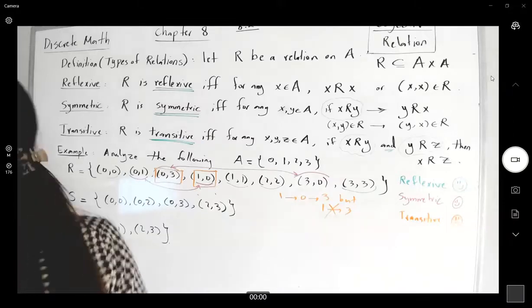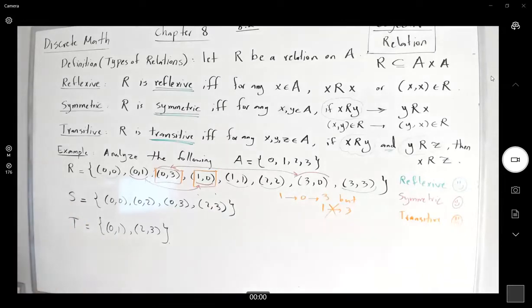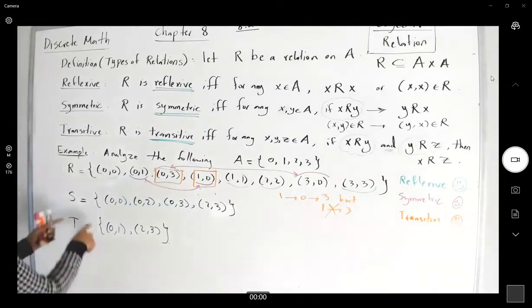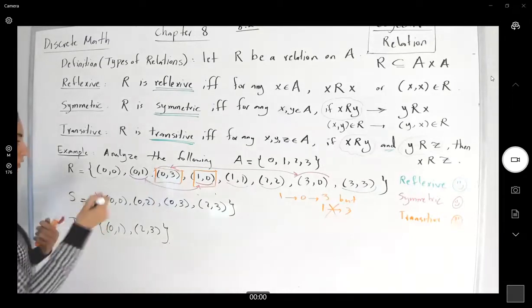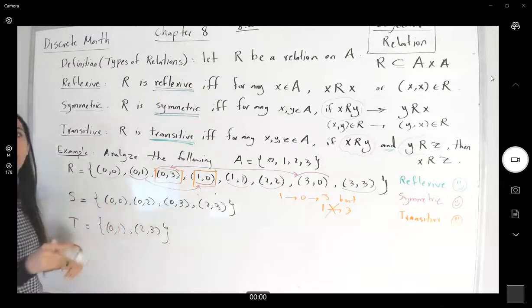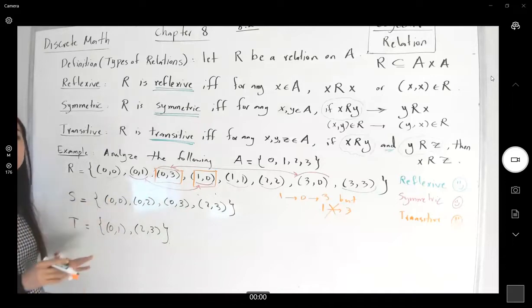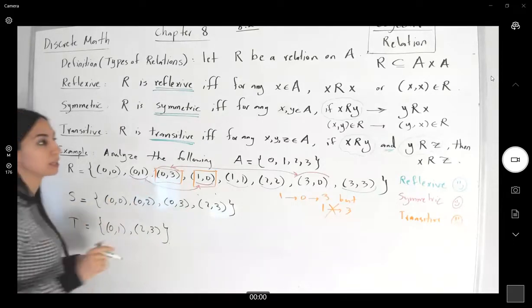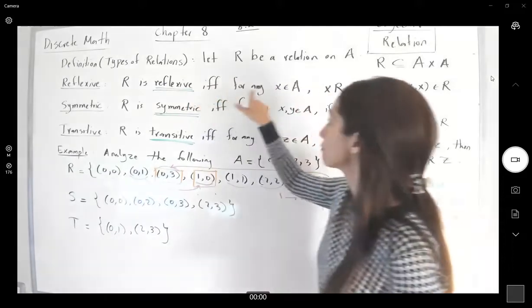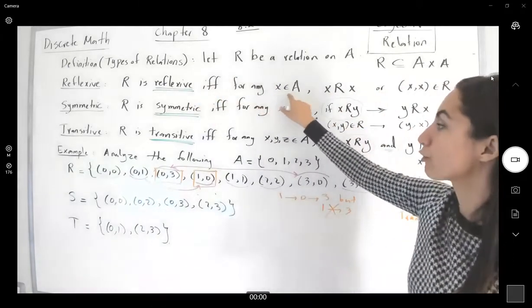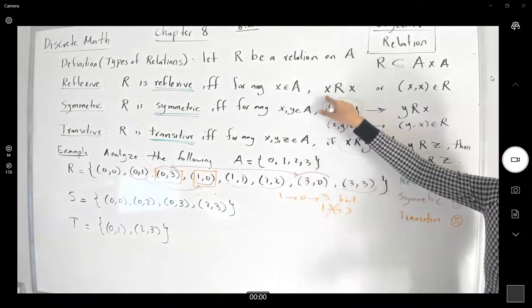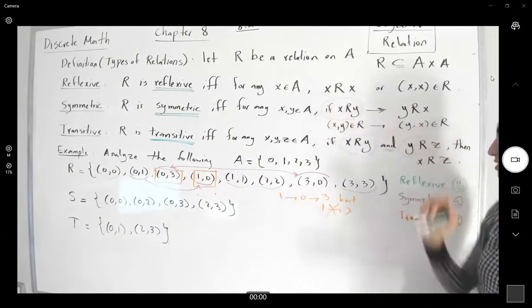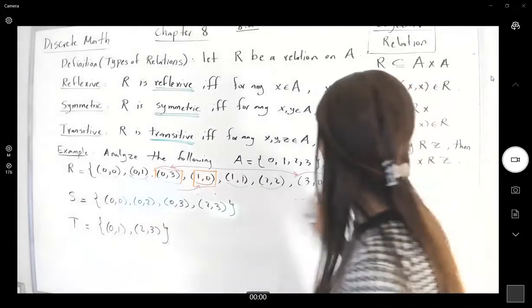Very well. So let's take a look at this relation. Is it reflexive? So far, I have (0,0). I don't have (1,1). I don't have (2,2). I don't have (3,3). Take a look at the definition. It says for any x in A, you need to see (x,x) in that relation. So it's not reflexive.